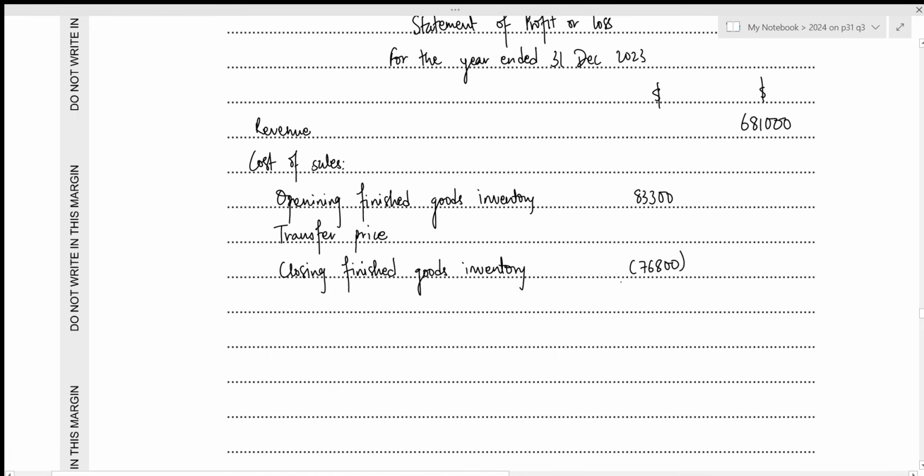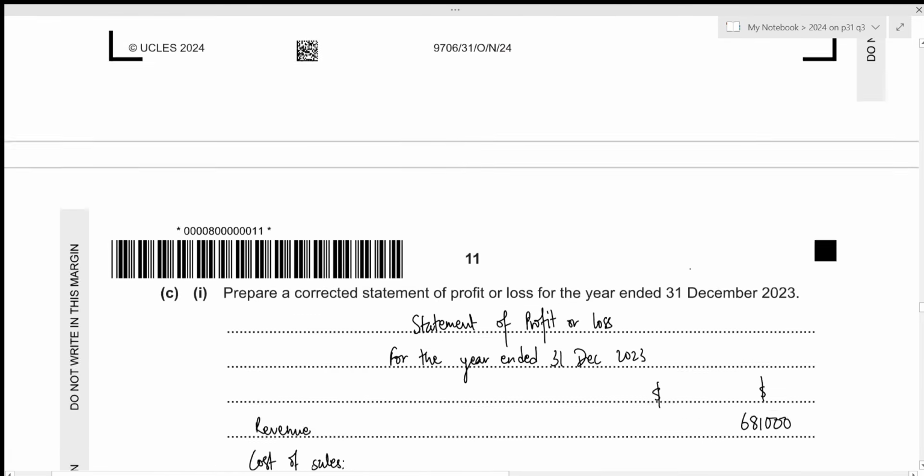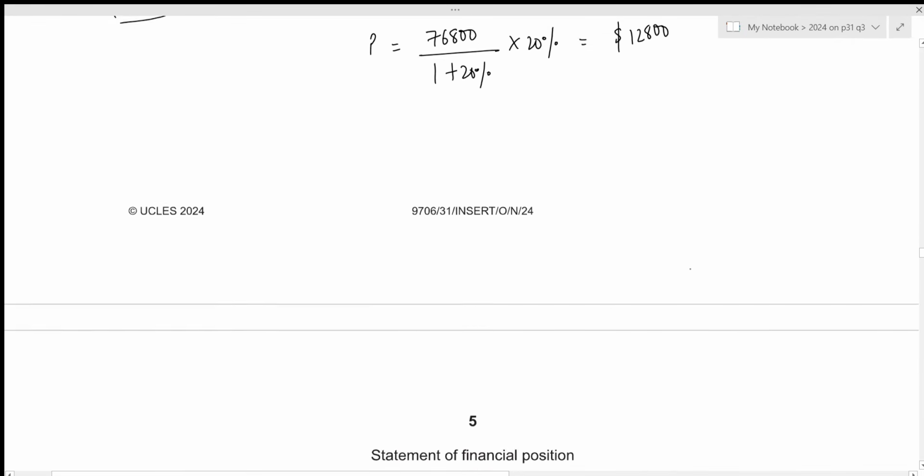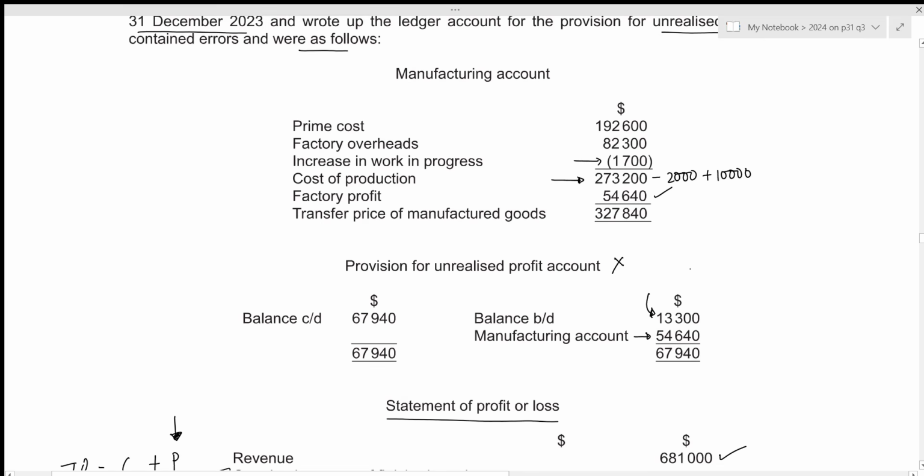Now for the transfer price, remember that we made adjustments to the cost of production. So if there is a change in the cost of production, there will also be a change in our transfer price. So we need to recalculate everything. So we can start with the recalculation of cost of production. That will be 273,200 minus 2,000 plus 10,000, which results in 281,200.